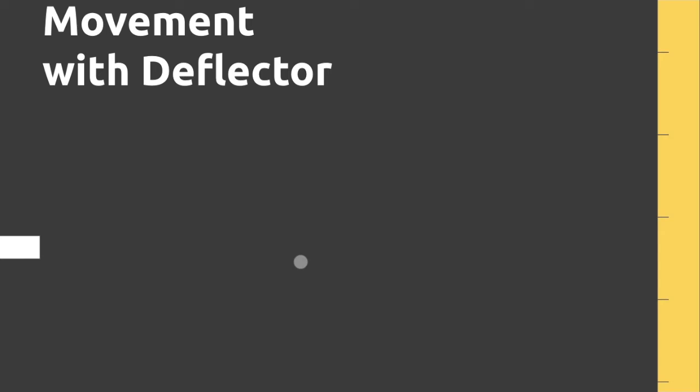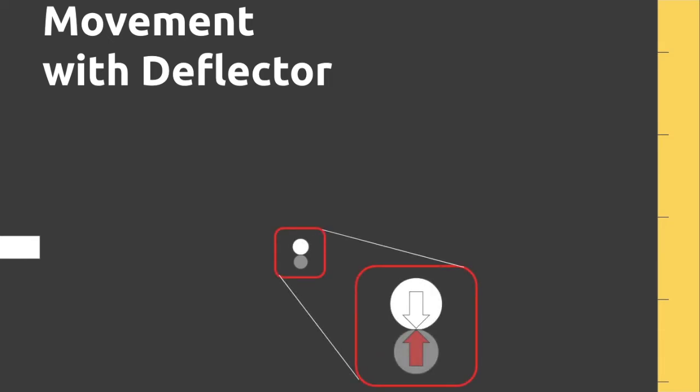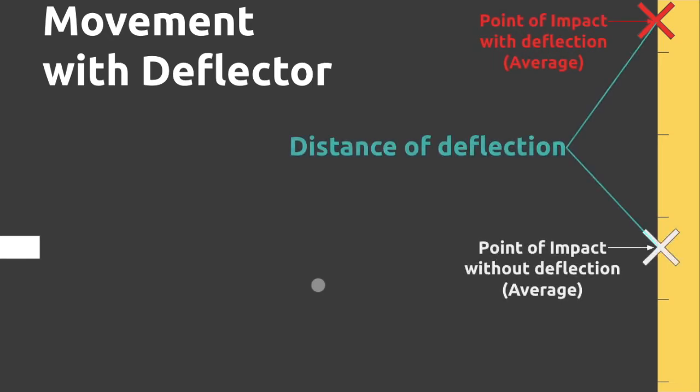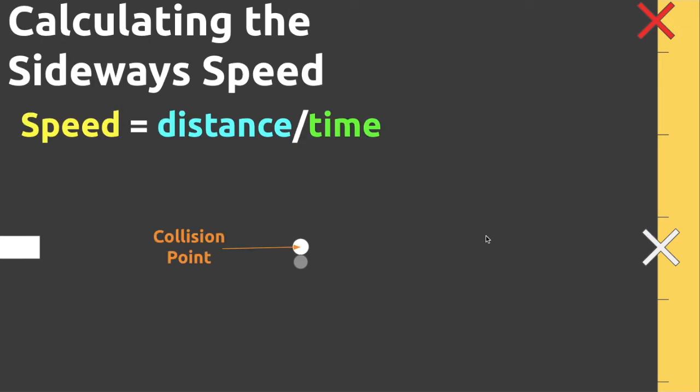So we also have movement with a deflector. There's zero sideways speed before, but then once it hits, because of the force, it has sideways speed after. So here are the forces, and then the projectile has sideways speed and moves sideways. We end up with a point of impact with deflection, and since we already know the point of impact without, we also know the distance of deflection. So how far did it move sideways?